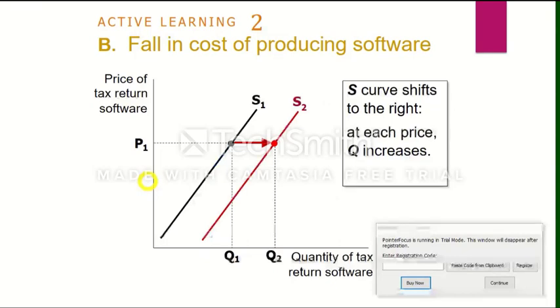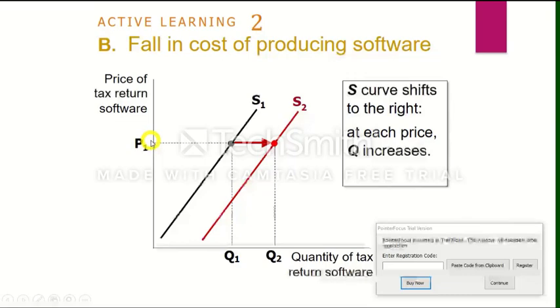Now the answer of part B, that is a fall in the cost of producing software. Notice that this is not a fall in price, it's a fall in the cost of producing software, which causes the supply curve to shift. As it is a fall in cost of producing software, it means you are making more money per unit of software, because your cost decreases, so the supply curve shifts to the right. And at each price level, the quantity supplied also increases from Q1 to Q2. Due to the fall in cost of producing software, the supply curve shifts right from S1 to S2, and quantity supplied increases from Q1 to Q2 at the same price level, that is P1.